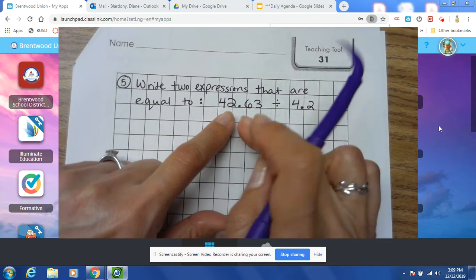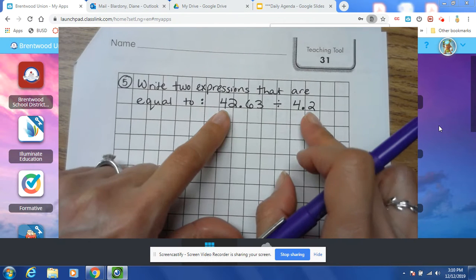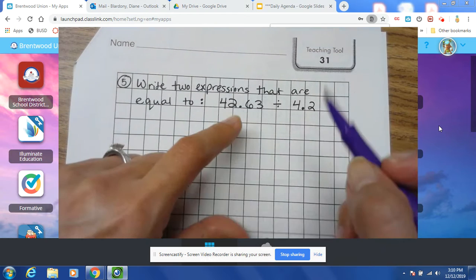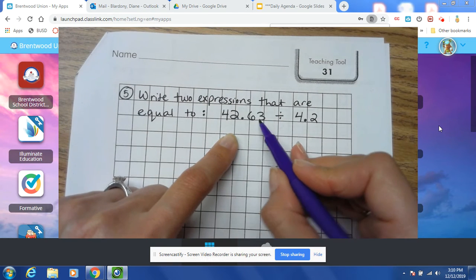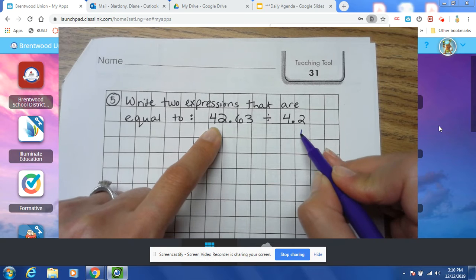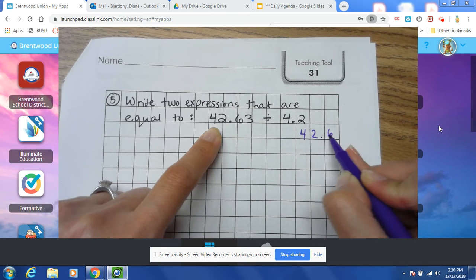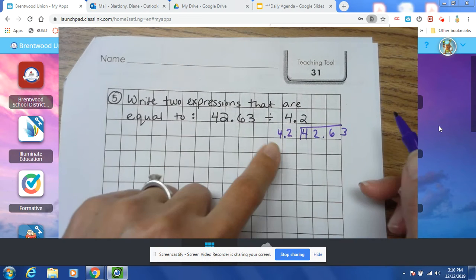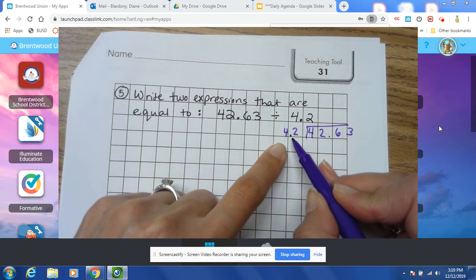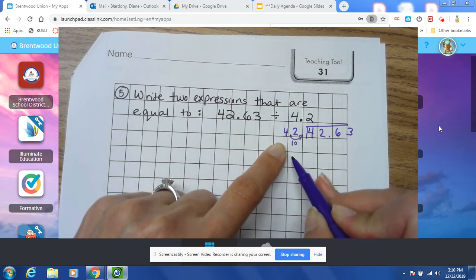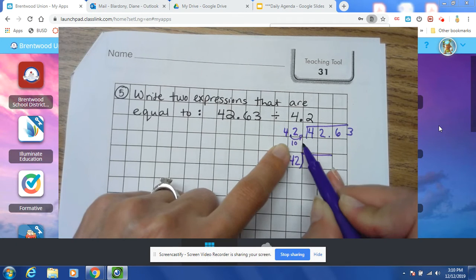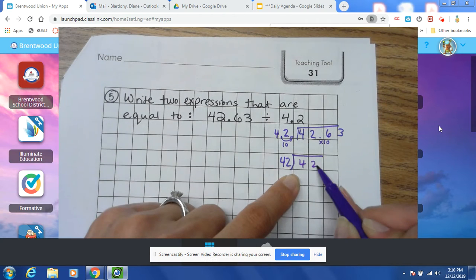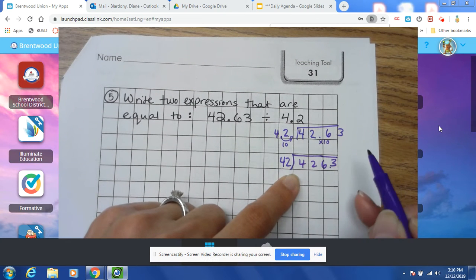Another way, if you forget what you're doing, set this up as if you are going to solve it, and then maybe that'll get your brain juices going. Okay, so if I were to set this up, I would set this up as 4263 divided by 4 2/10. Okay, so I need to get rid of the decimal. I'm going to multiply it by 10 to make 42. If I multiply this by 10, I'm going to multiply this by 10. And then this becomes 426 3/10.